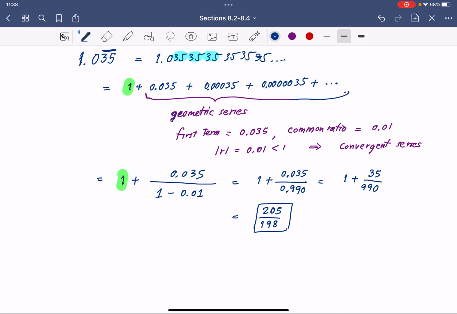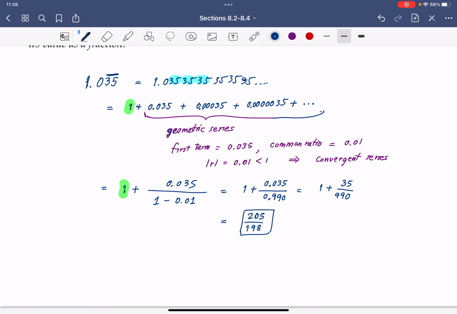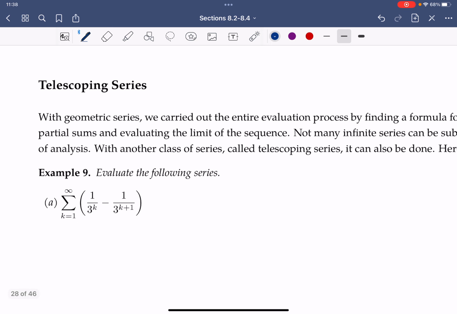I do expect that everyone can do geometric series. Alright, we're gonna do 2 more examples and then the end of today. So the next example is called the telescopic series.